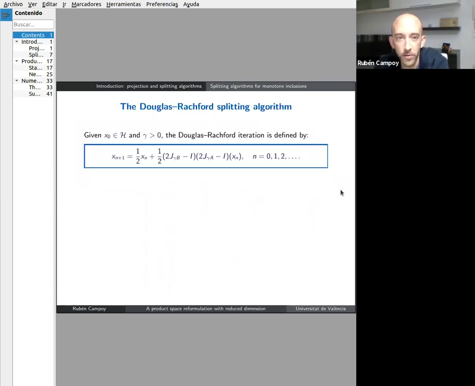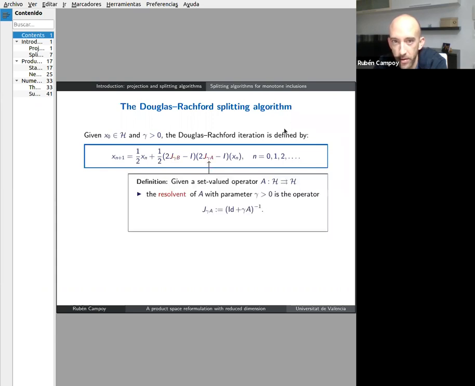So for the monotone inclusion, we can also use Douglas-Rachford, and the iteration is defined with exactly the same expression, but now instead of projections onto the sets, we have this J gamma A and J gamma B. So this is the resolvent of the operator, which is defined as the inverse of the identity plus gamma times the operator. And 2 times the resolvent minus the identity will be called the reflected resolvent, which will play the role of the reflector in the feasibility problems.